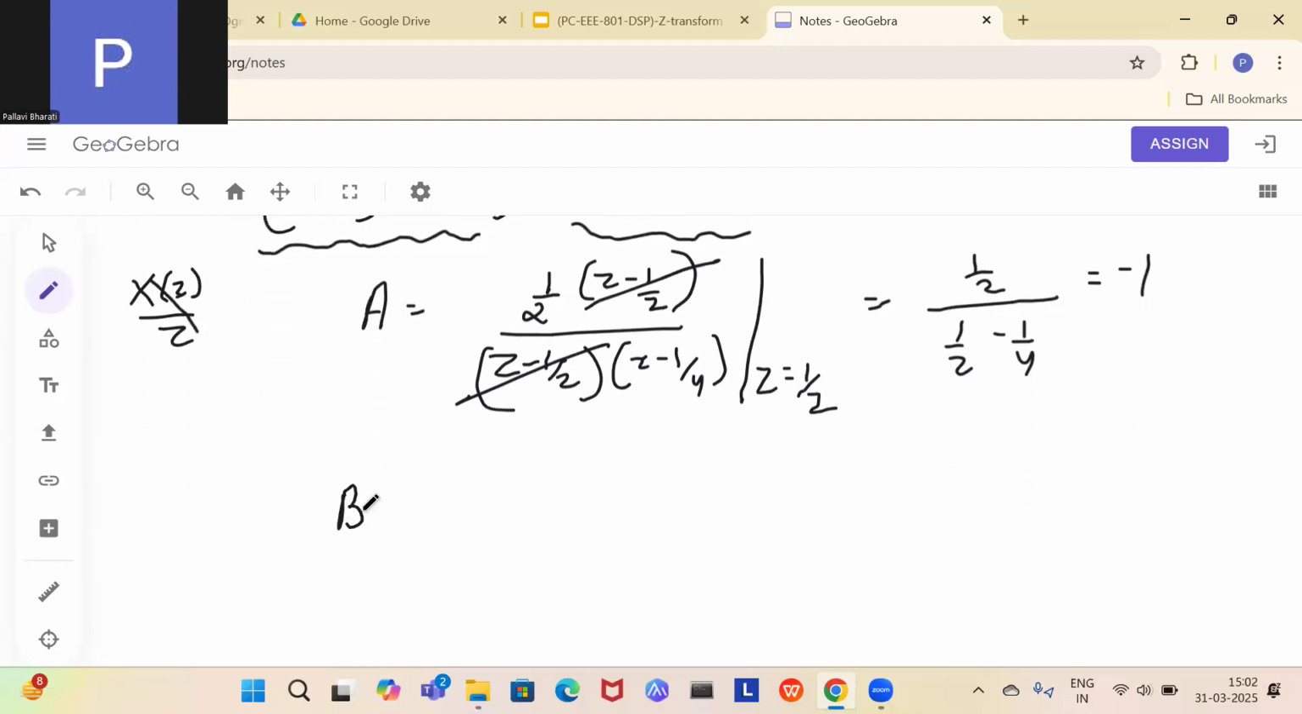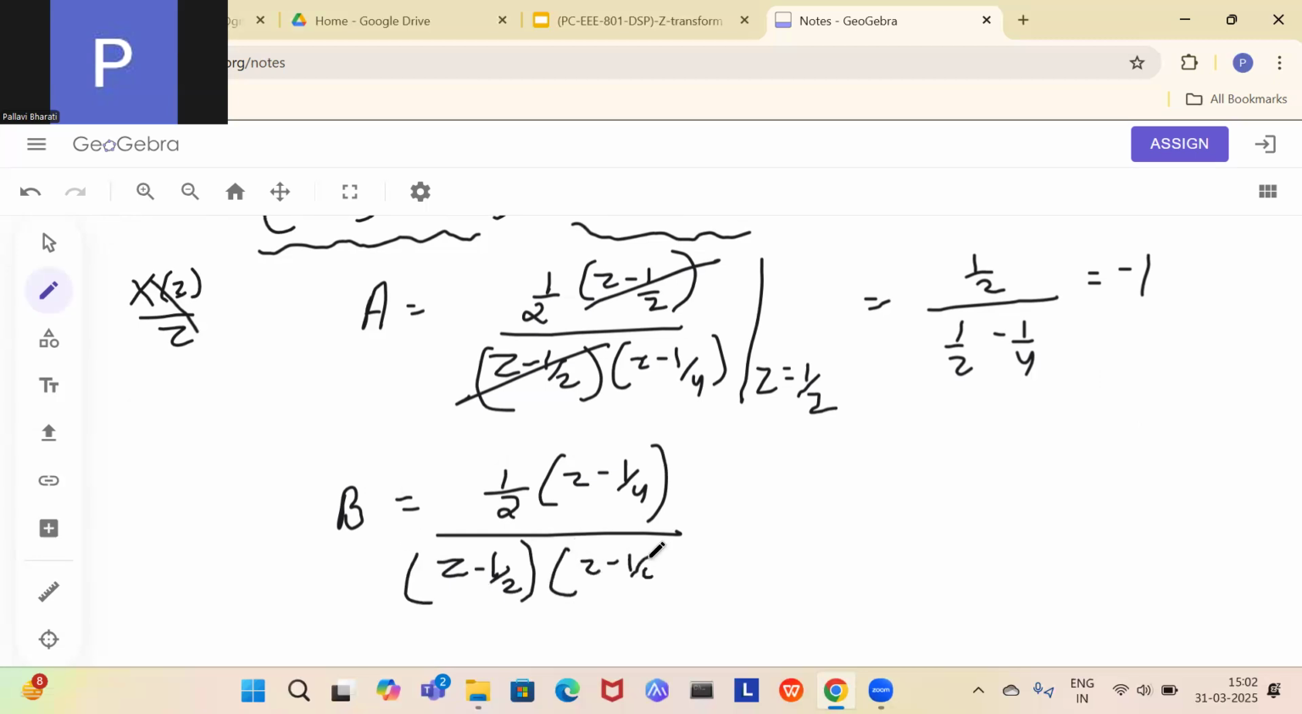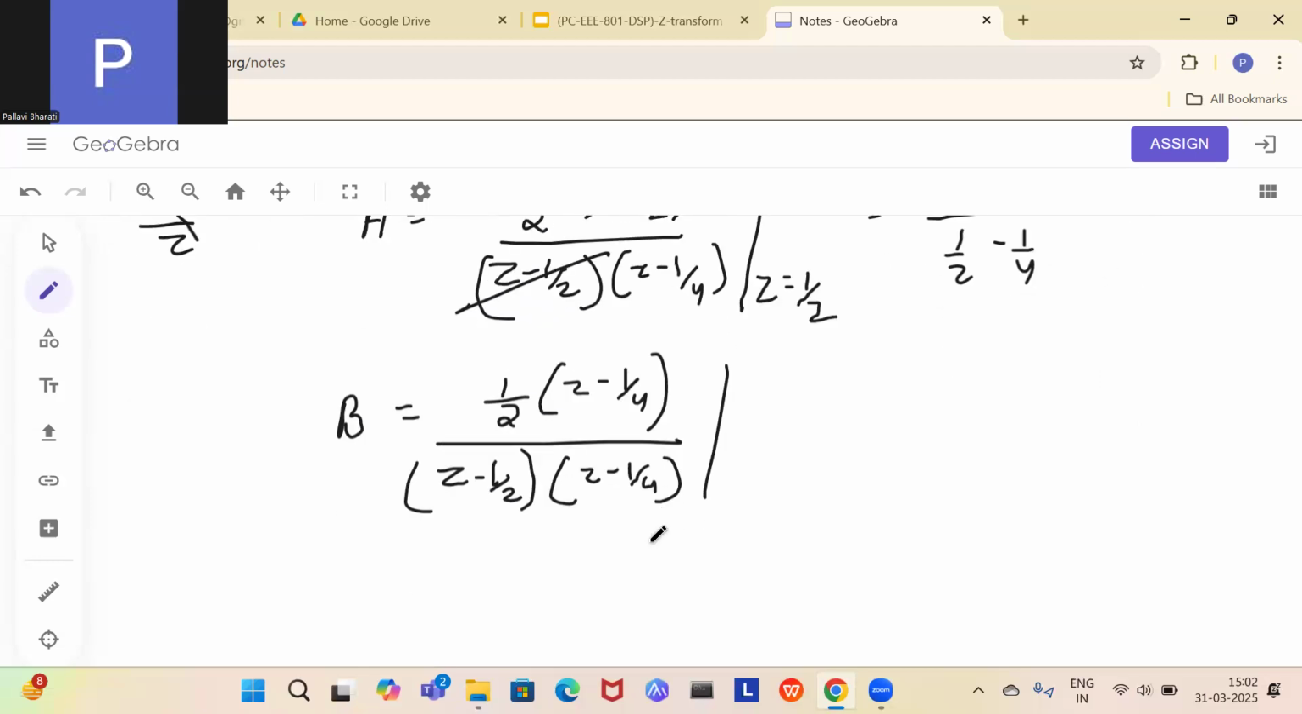When finding B, you will have to multiply by (z minus 1/4) and take out the value of the function at 1/4, so (z minus 1/4) at z equal to 1/4. So now this value will be half divided by (1/4 minus half). Okay, so this value is coming out to be 1.